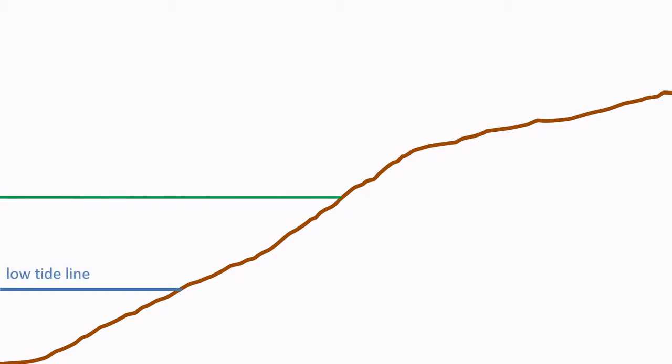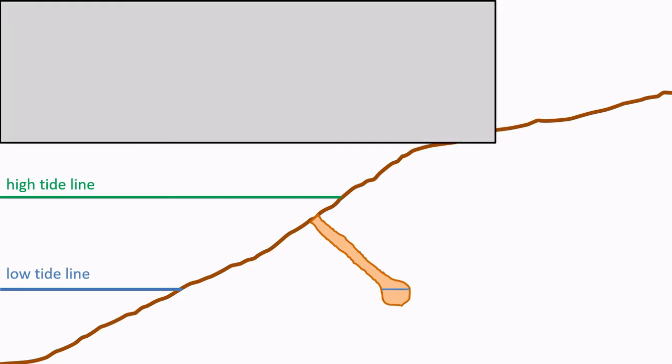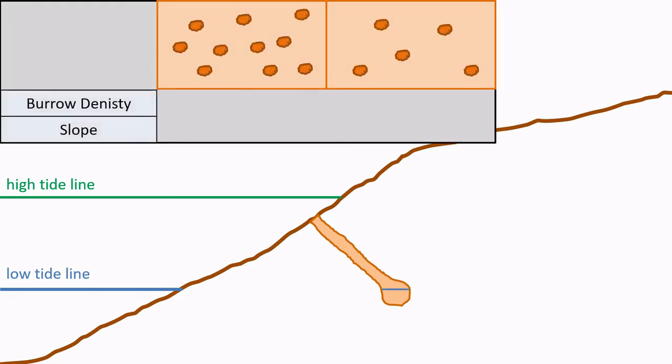Burrowing is known to take place in soft sediment banks of intertidal portions, meaning the area between high and low tide lines. This picture shows the surface openings of the burrows. Some scientists suggest a correlation between the density of the burrows and the angle of the bank. Let's look at this drawing.